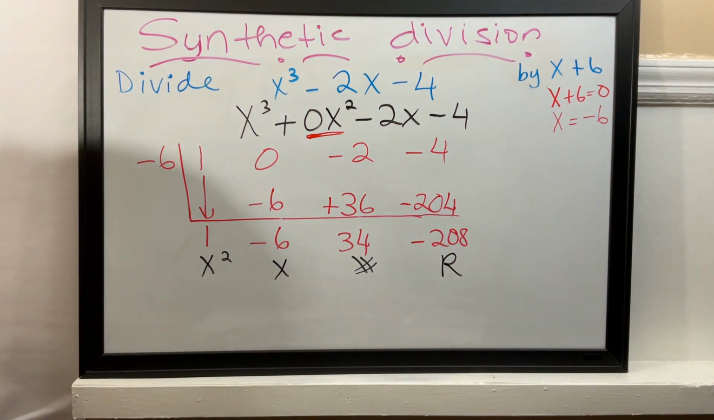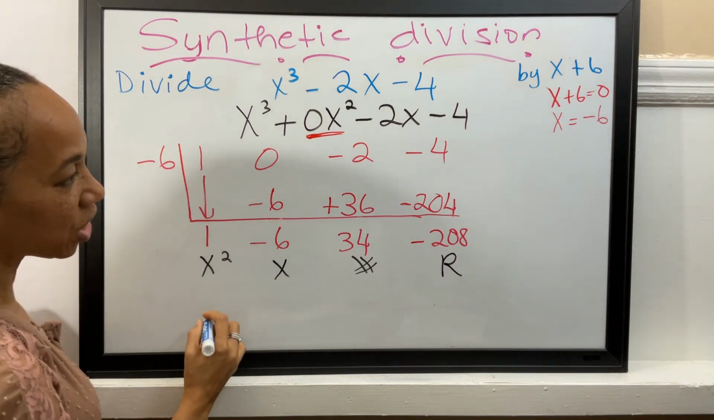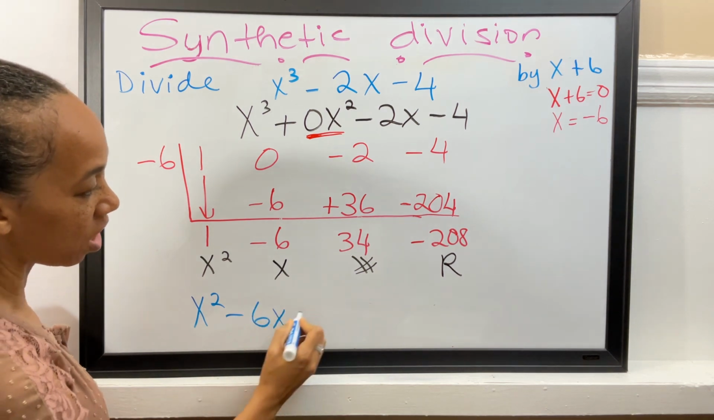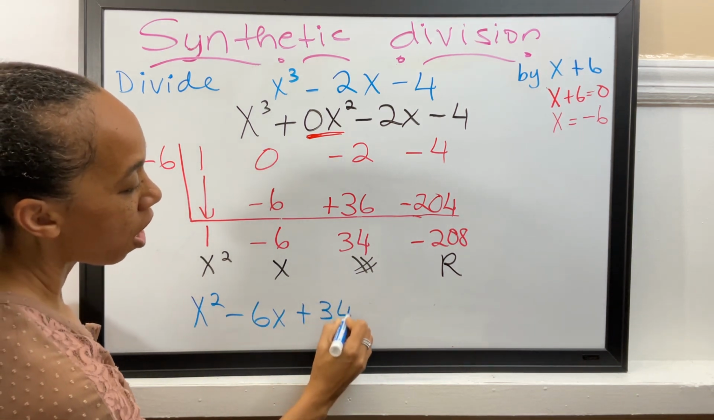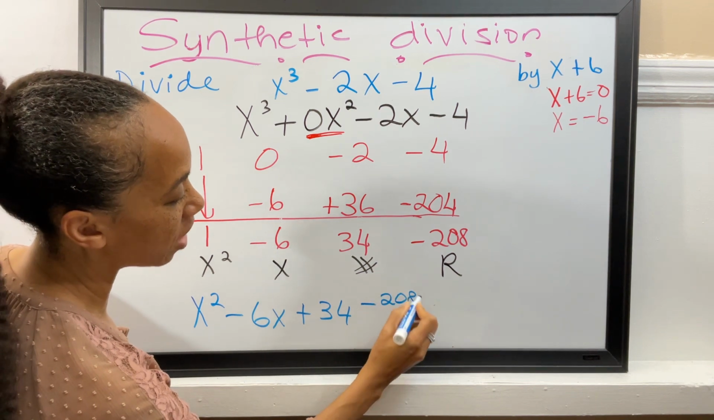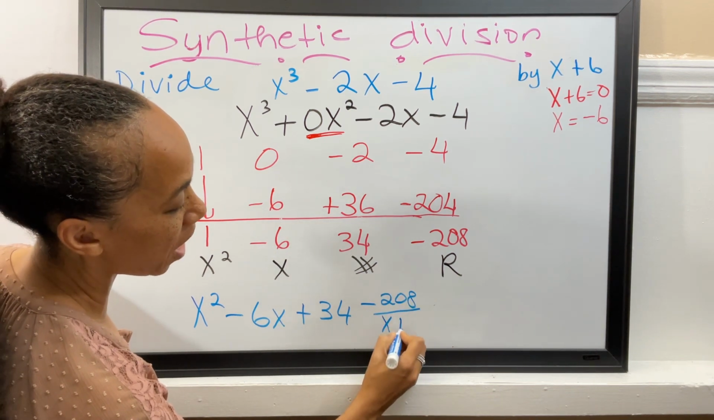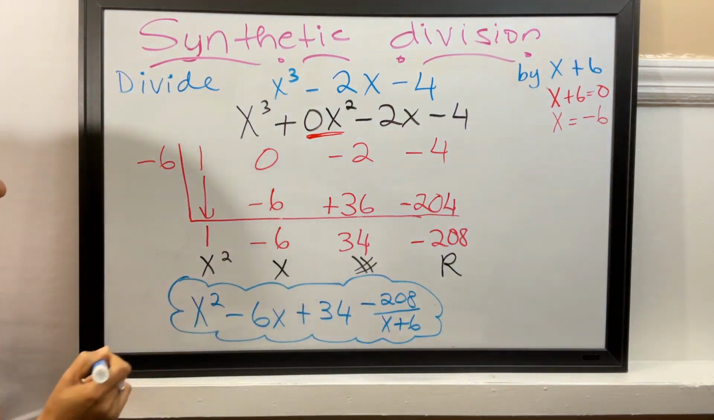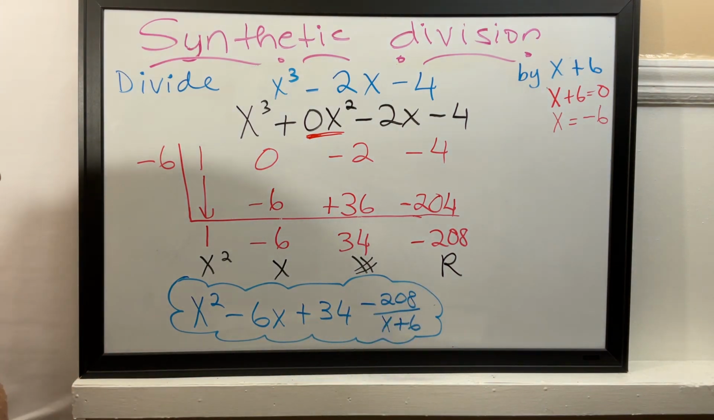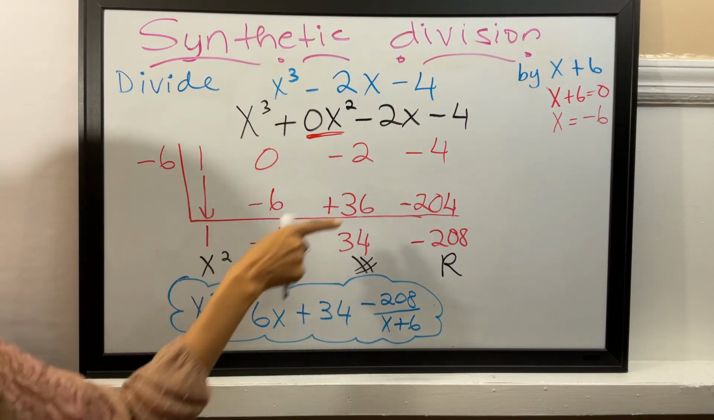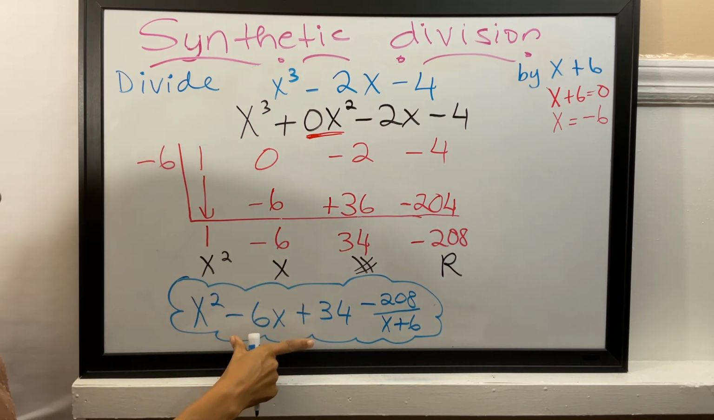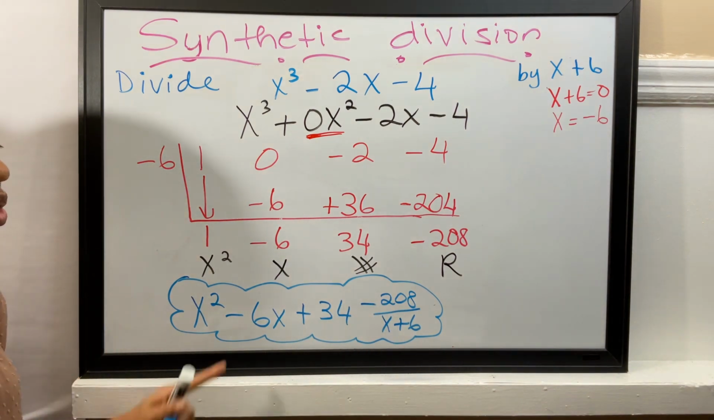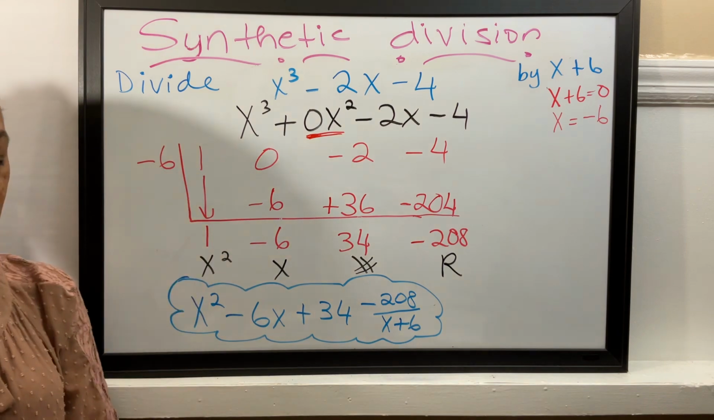Now, once you have that, then you can go ahead and write your answer. And your answer is going to be x to the second power minus 6x plus 34 minus 208 over x plus 6. And this is your answer. All right? Your remainder there is negative 208. So if you multiply your quotient here with your divisor, and then you add negative 208 at the end, you will notice that it takes you back to the original problem.